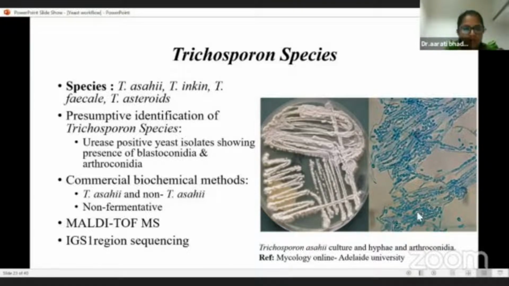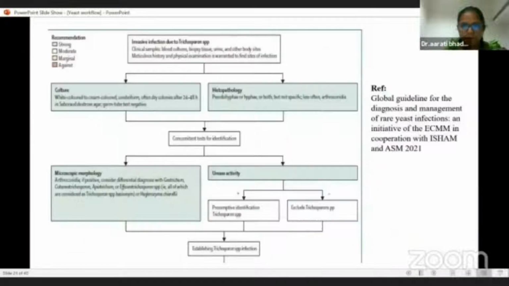On the commercial biochemical methods, it cannot be differentiated because they are non-fermentative. These commercial methods are based on biochemical test identification. So on the Vitek and other instruments, it will give either Trichosporon asahii or non-asahii, but it cannot differentiate between the individual species. For that, we have to do molecular level detection. We have to do it by MALDI-TOF MS or IGS1 region sequencing.